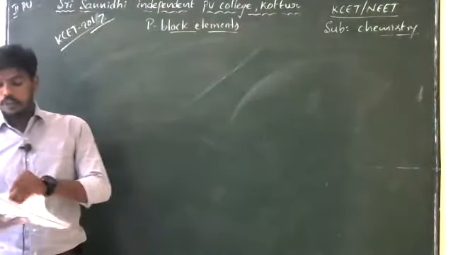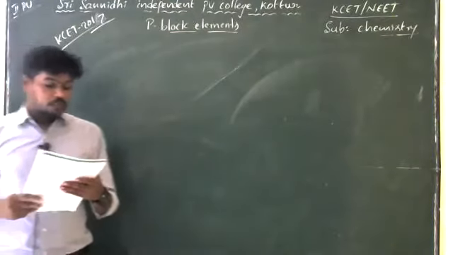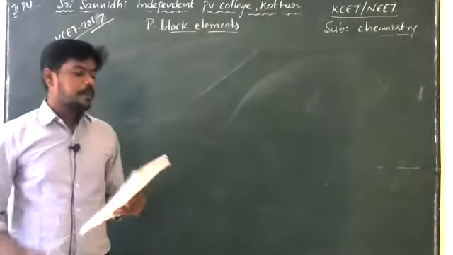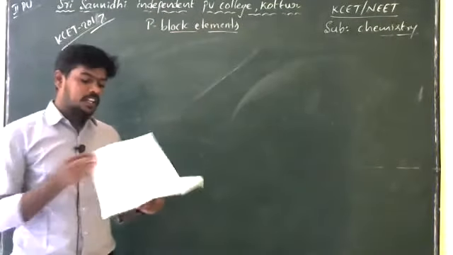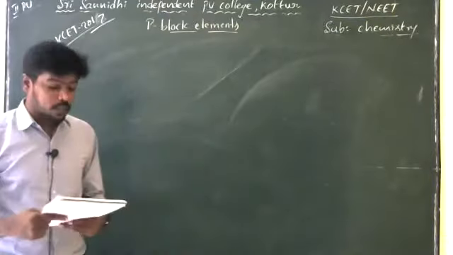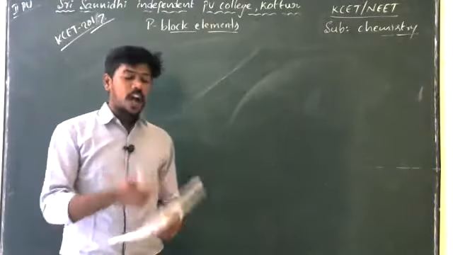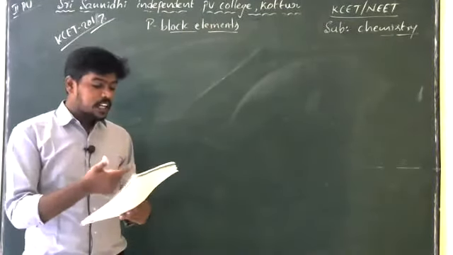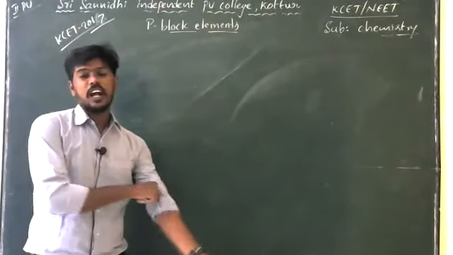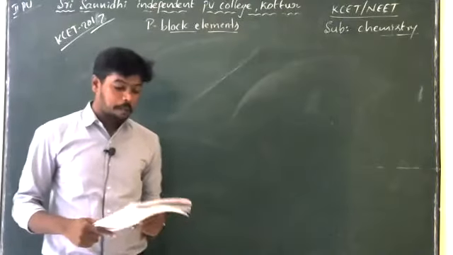Question number 14. Which of the following elements forms pπ-pπ bonds? We already noted it in question number 10. Nitrogen always forms pπ-pπ bonds. The rest of the elements are all larger in size, so they do not form pπ-pπ bonds. Only nitrogen can form pπ-pπ bonds.